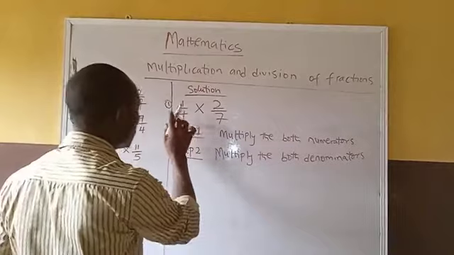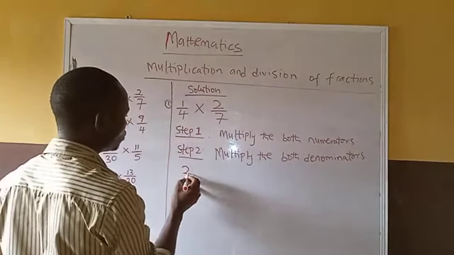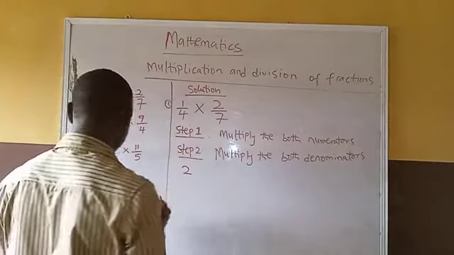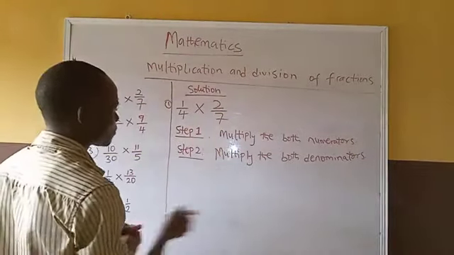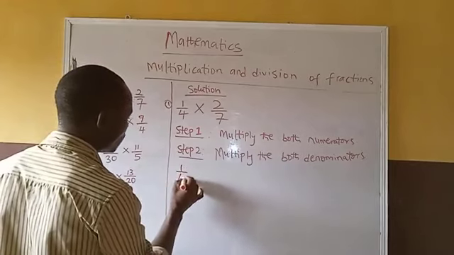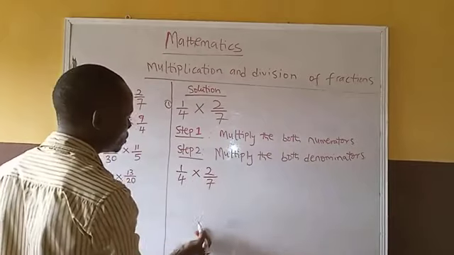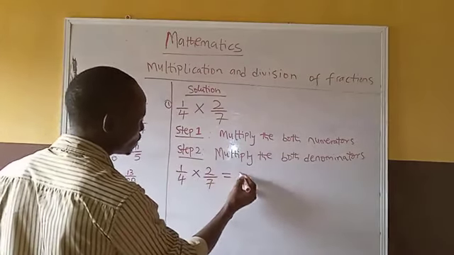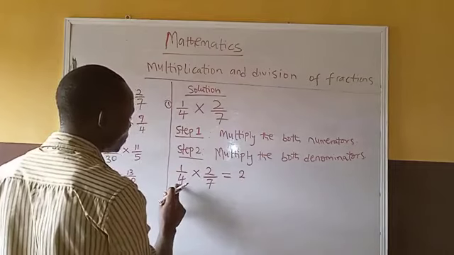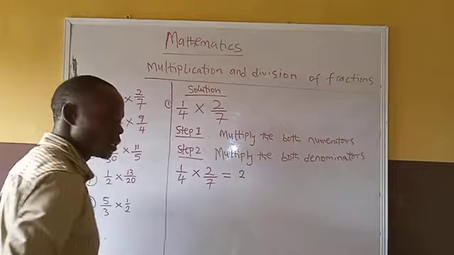What I mean is this: 1 times 2 will give us 2. Let me quickly rewrite this: 1 over 4 times 2 over 7. You get? 1 times 2 gives us what? 2. 4 times 7 will give us what?